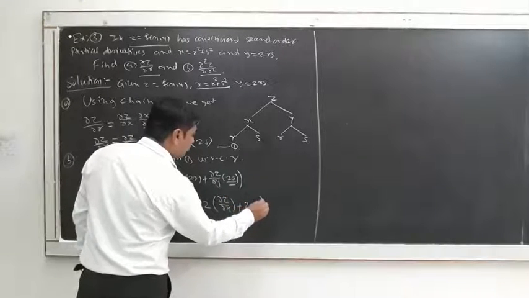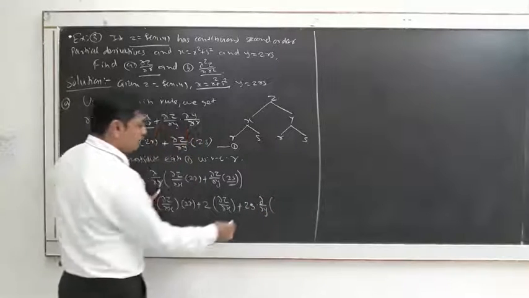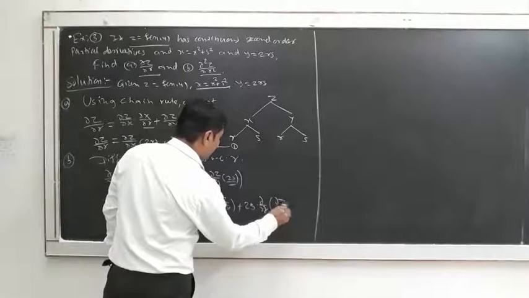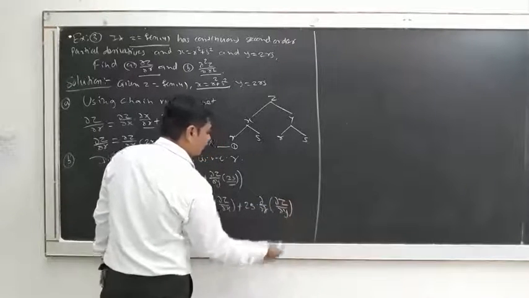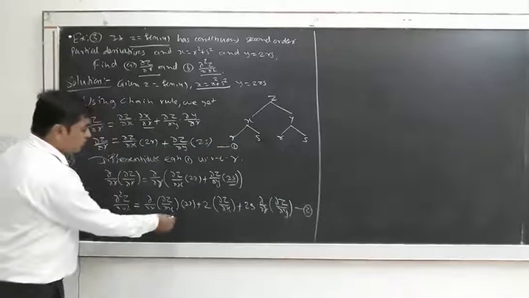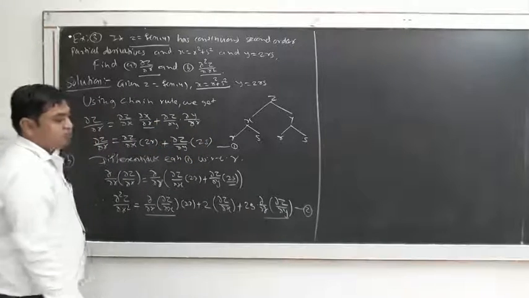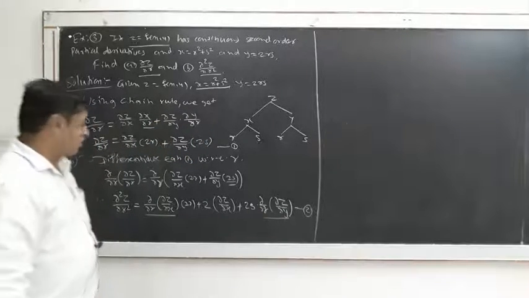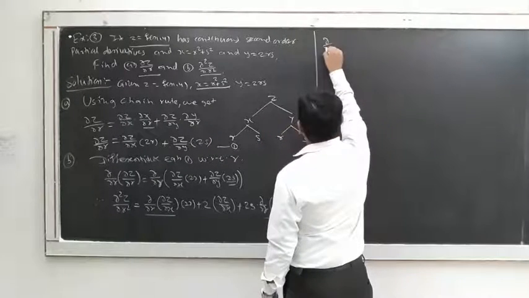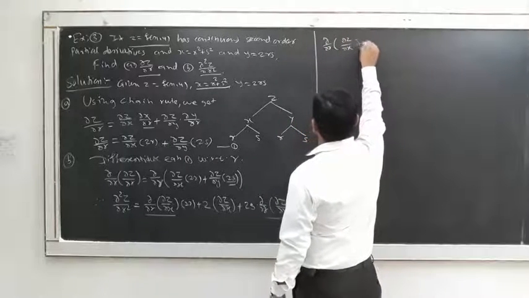Now this is nothing but ∂/∂y in ∂/∂R into what? ∂z/∂R. Say this is equation number 6. Now we will try to find the derivatives, the values of these both quantities. So what we have? ∂/∂R of ∂z/∂x.